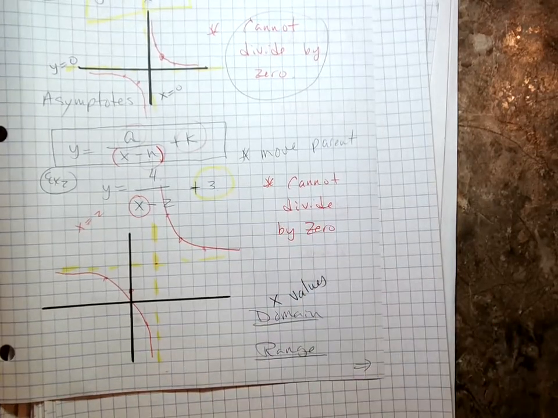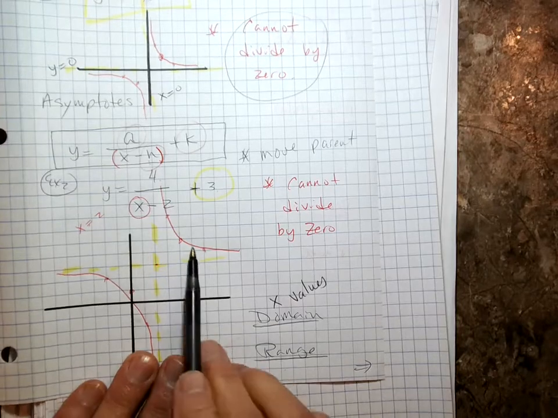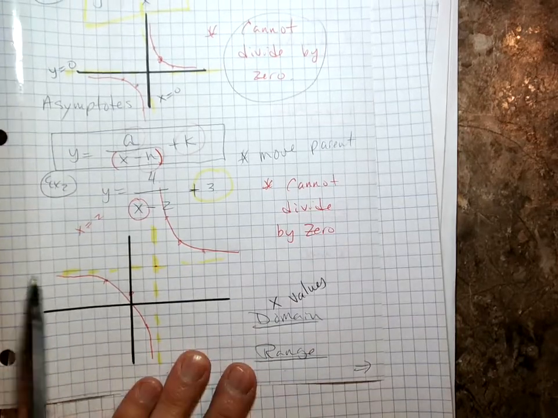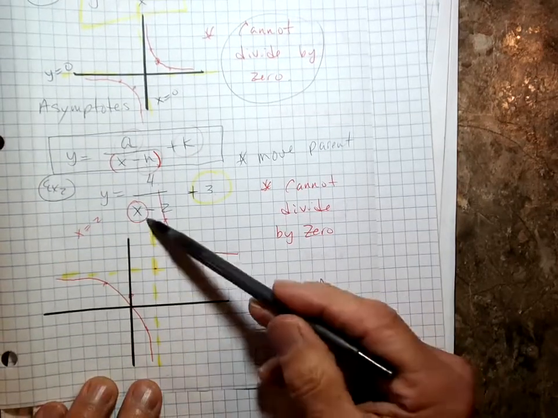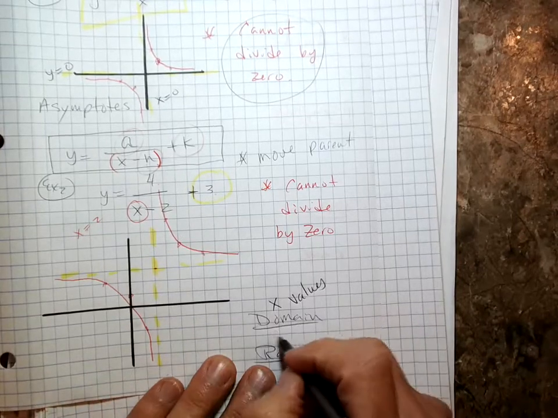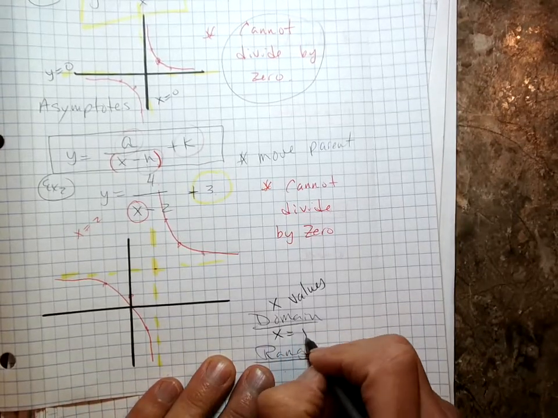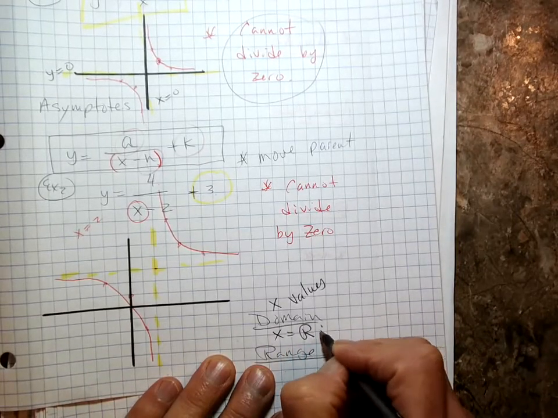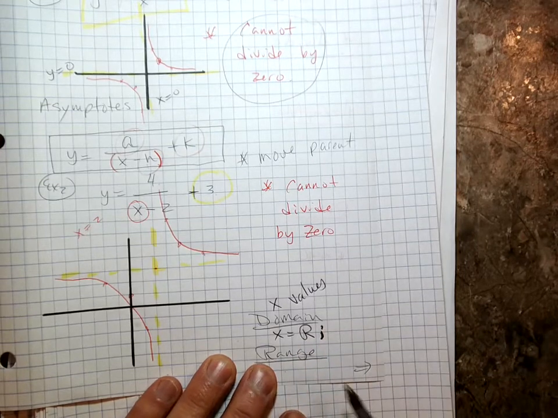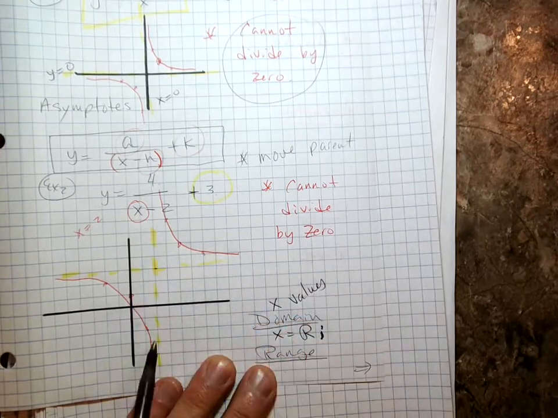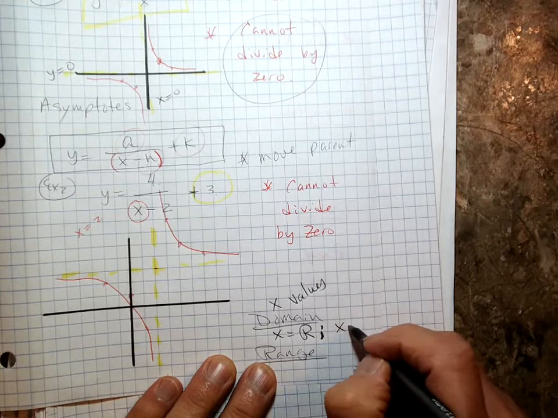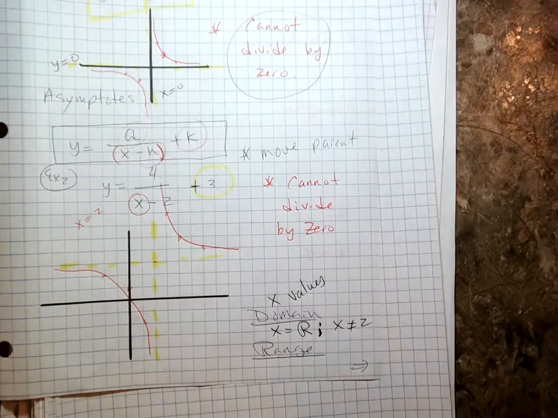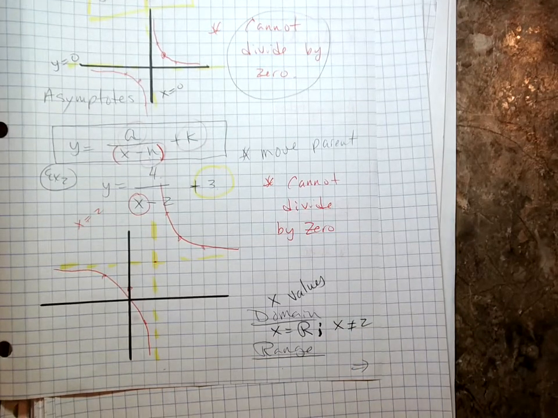So when I think about the domain, it can be everything. Look how it goes forever this way, but it does not equal 2. So my domain is going to be x equals all real numbers except, that's my except all real numbers. So it goes forever this way, forever that way, except x cannot equal 2. So it's everything but 2.